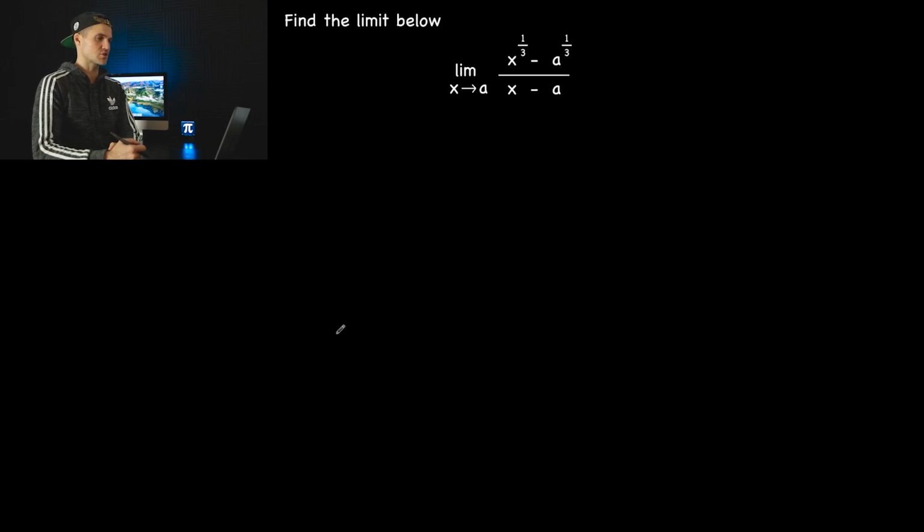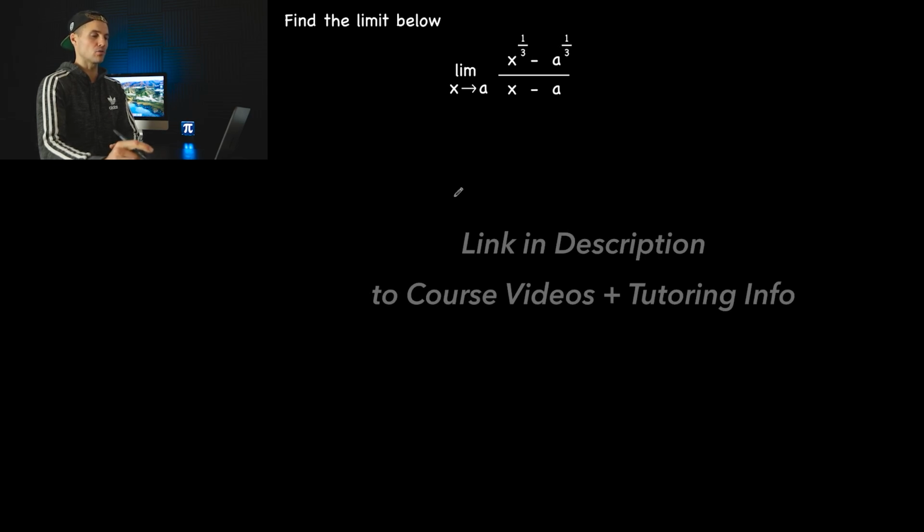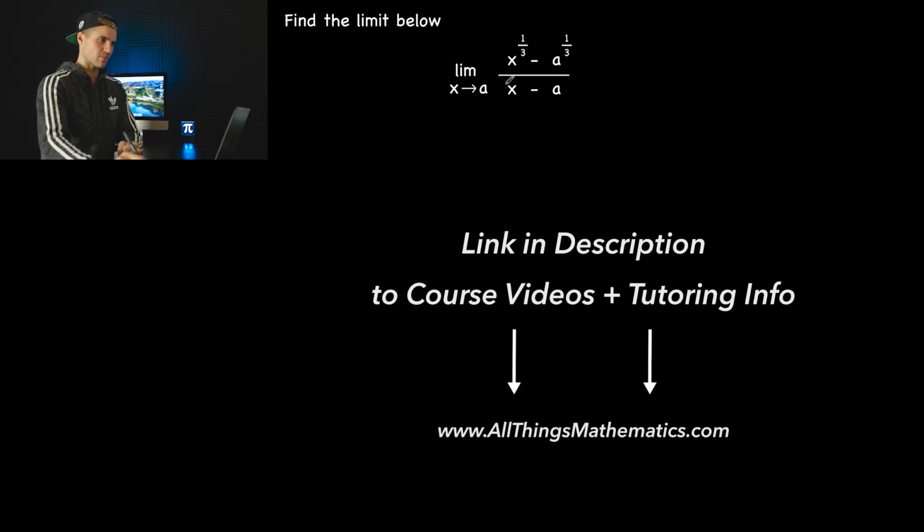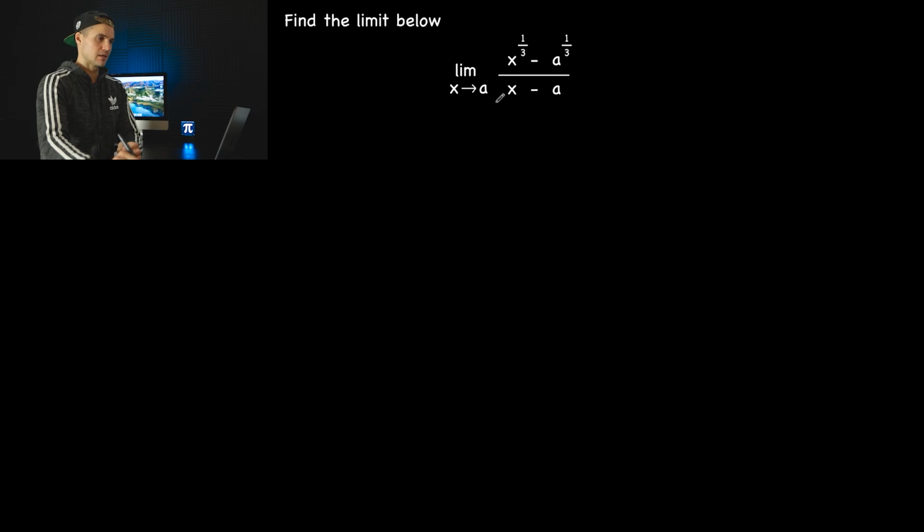Moving on to the next example on the test. Another thinking question. Here we have to find this limit: the limit as x approaches a of x to the power of 1/3 minus a to the power of 1/3, all over x minus a. This is a pretty unique limit, kind of a tricky one. It's not too bad, it's just that at the beginning, recognizing what to do may be a little bit difficult.